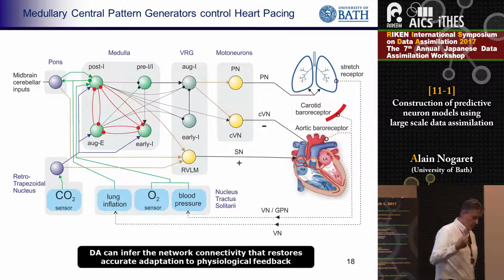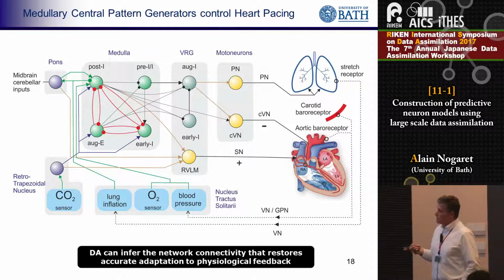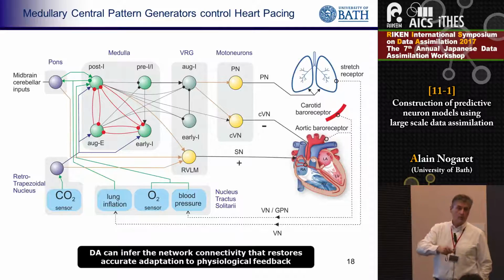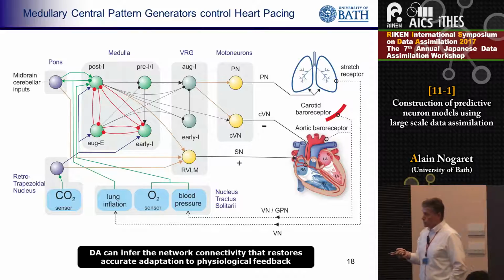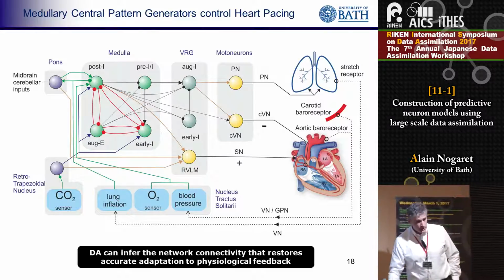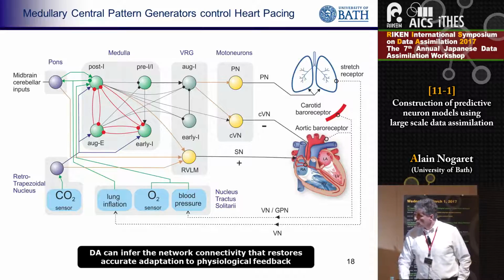What we are doing at the moment is using data assimilation to try to infer the network connectivity that restores the accurate adaptation of the heart to these physiological feedbacks. In the neuron model I was showing at the beginning, we had one input and a single output, a single voltage. Here the system is a little bit more complicated. The math is the same. So you have 4 inputs and 2 or 3 outputs. So I think I am more or less done.